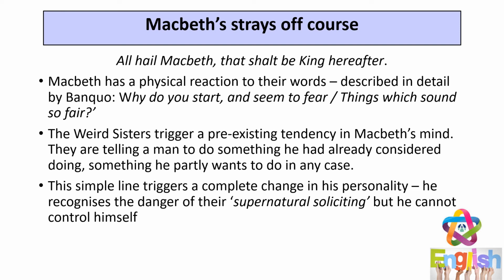They're telling a man to do something he had already considered doing, something he partly wants to do in any case. It's really important to remember that later on, when he's telling Lady Macbeth, this is a conversation they have already had. People blame her. It wasn't her idea. He's already thought about killing the king. By giving him this prophecy, it's almost like they're just giving him permission to do what he wants to do.